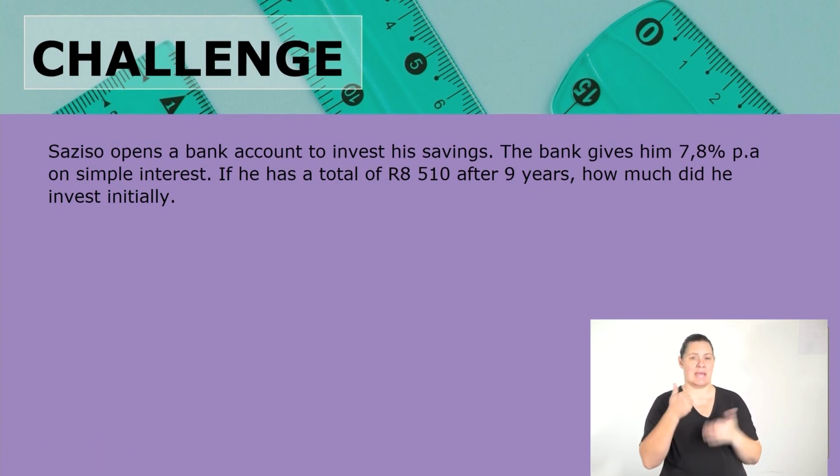So Saziso opens a bank account to invest his savings. The bank gives him 7.8% per annum on simple interest. If he has a total of 8,510 rands after 9 years, how much will he invest? How much did he invest initially? So that was our lesson today.